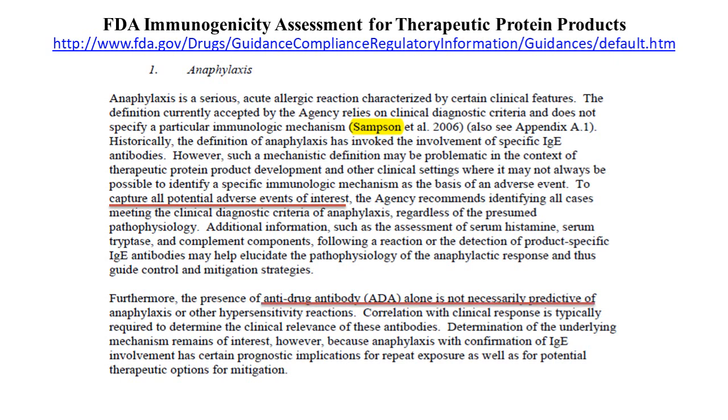A very important thing is that anti-drug antibody alone is not necessarily predictive of an immunogenic response, especially anaphylaxis or other hypersensitivity reactions. So this is critical. Having a patient who has no anti-drug antibodies does not tell you that there was not an immunogenic response. We need to make sure we look at the whole manifestation of immunogenicity with or without anti-drug antibody present.